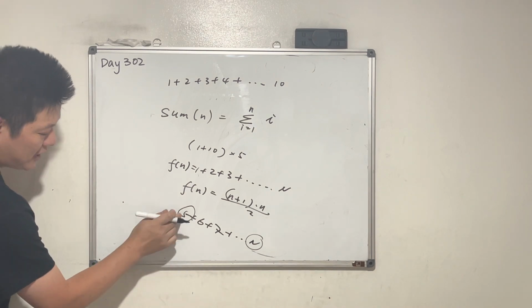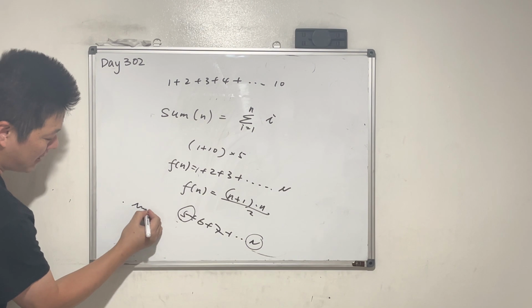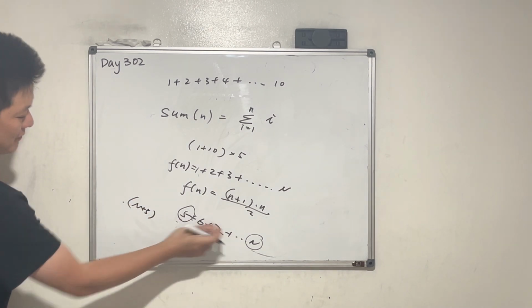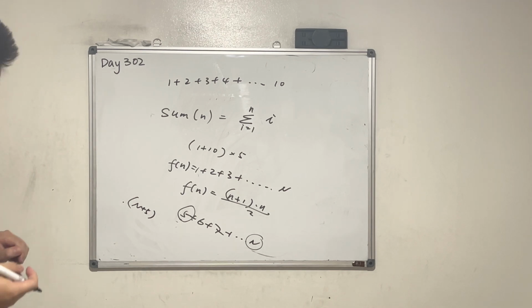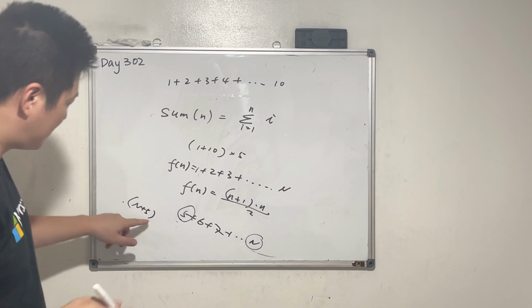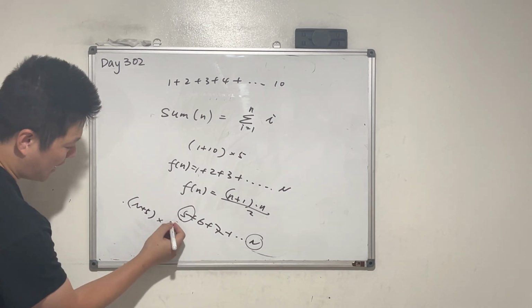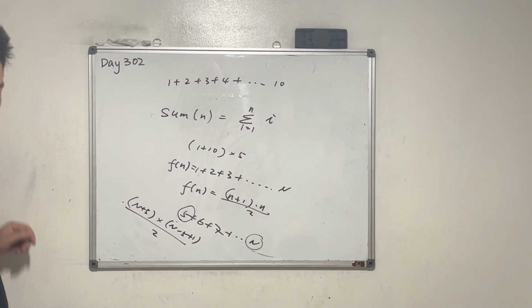So look, it's the first item plus the last item, times how many items there are, divided by 2. So n plus 5, times how many items? n minus 5 plus 1, divided by 2, okay?